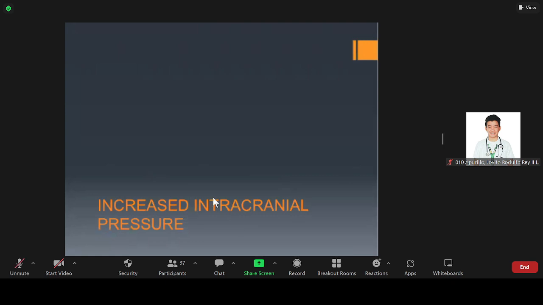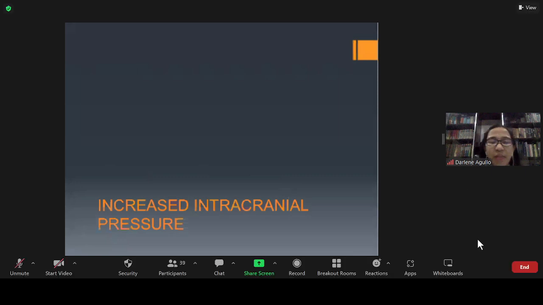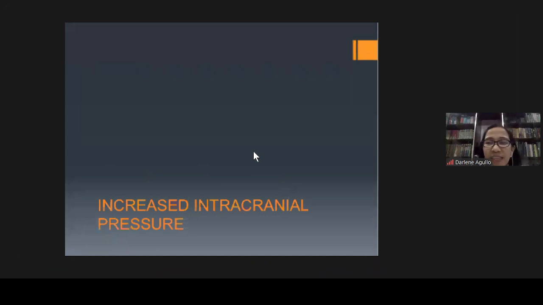Okay, sige. First, we'll talk about increased intracranial pressure. So increased intracranial pressure is not a disease etiologies. Identifying and treating elevated intracranial pressure is imperative in the proper treatment of patients in neurocritical care settings and is essential in improving long-term outcomes. Thus, increased ICP is a neurologic emergency that requires prompt recognition and control to avert serious neurologic sequelae and death.